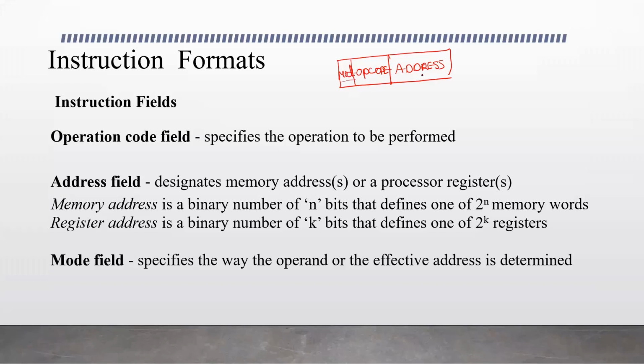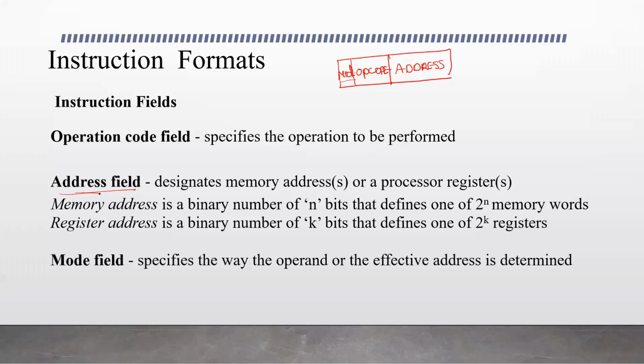So here, the format of instruction code, if we see the instruction fields, are the operation code field that specifies the operation to be performed, correct? That says what is the operation to be performed by the computer. And we have the address field that designates a memory address or a processor register. The address addresses the location of the operand.